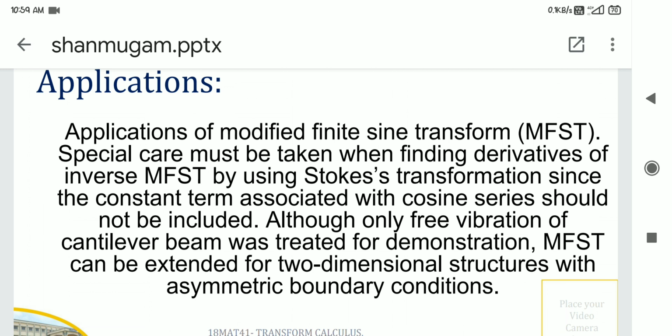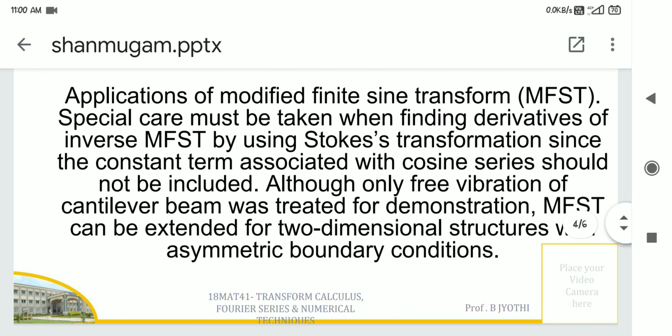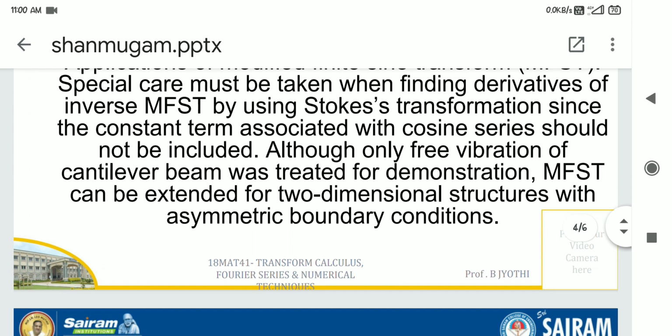The constant term associated with the cosine series should not be used here, although only free vibration of a cantilever beam was treated for demonstration. Cantilever beam vibration is treated here for demonstration. MFST can be extended for two-dimensional structures with asymmetric boundary conditions.